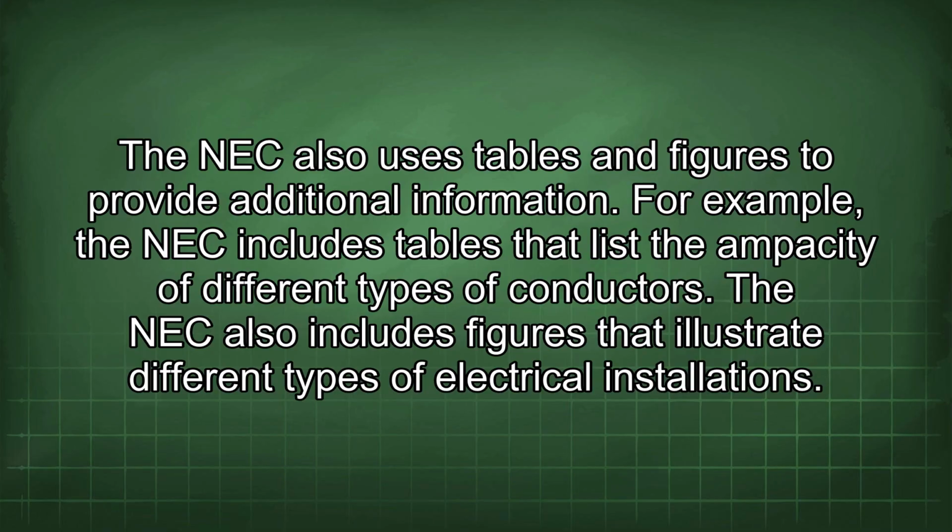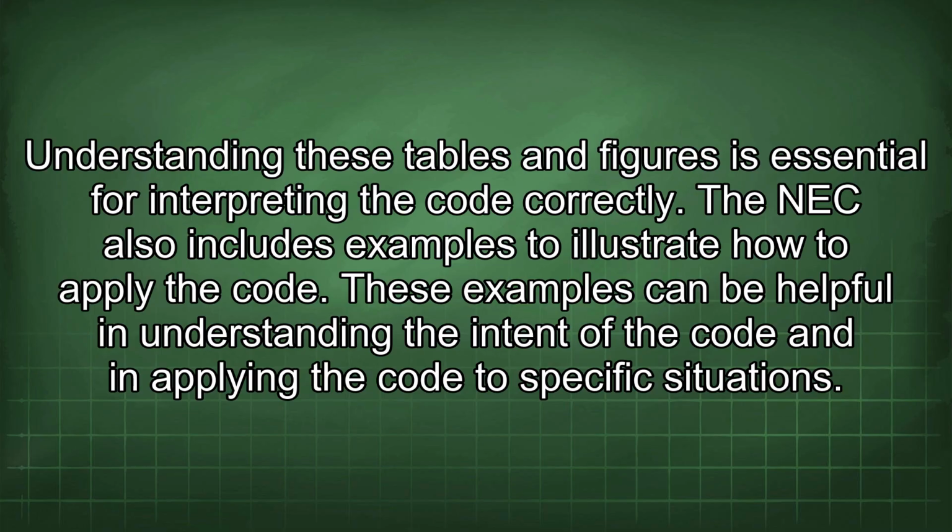The NEC also uses tables and figures to provide additional information. For example, the NEC includes tables that list the ampacity of different types of conductors. The NEC also includes figures that illustrate different types of electrical installations. Understanding these tables and figures is essential for interpreting the code correctly. The NEC also includes examples to illustrate how to apply the code. These examples can be helpful in understanding the intent of the code and in applying the code to specific situations.